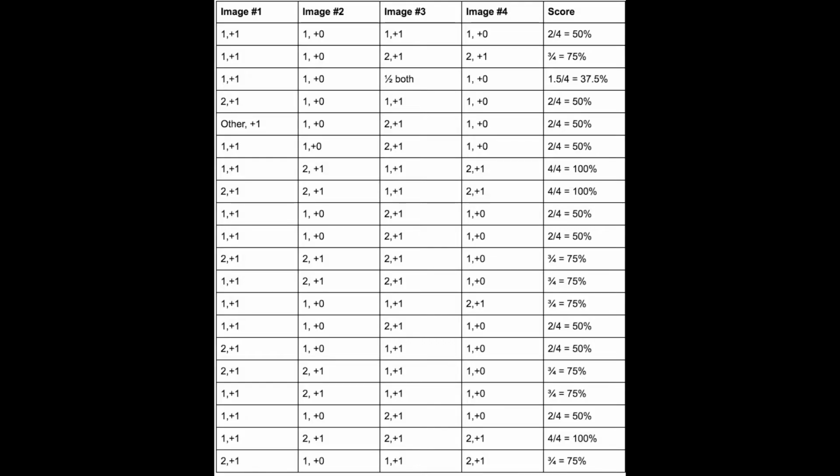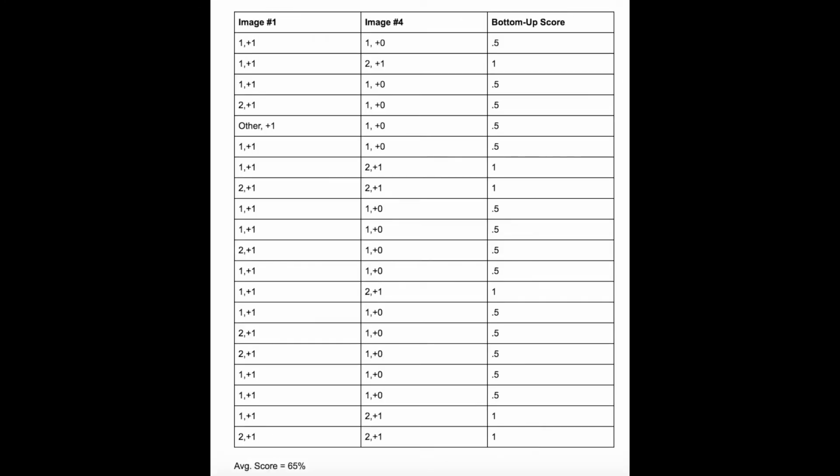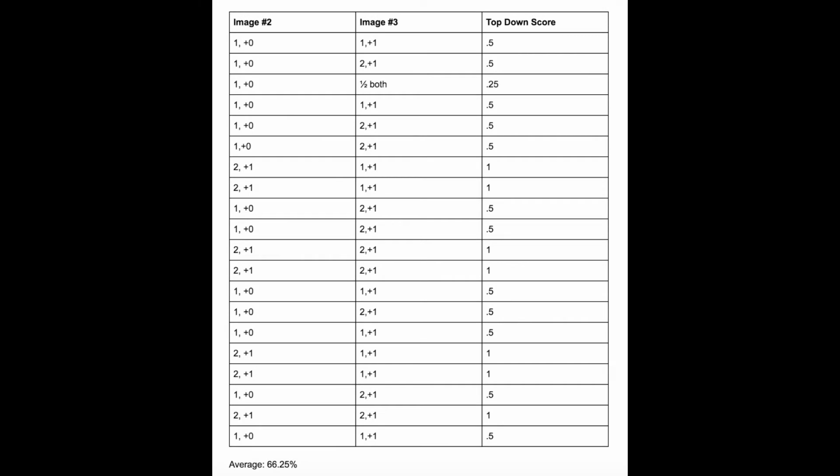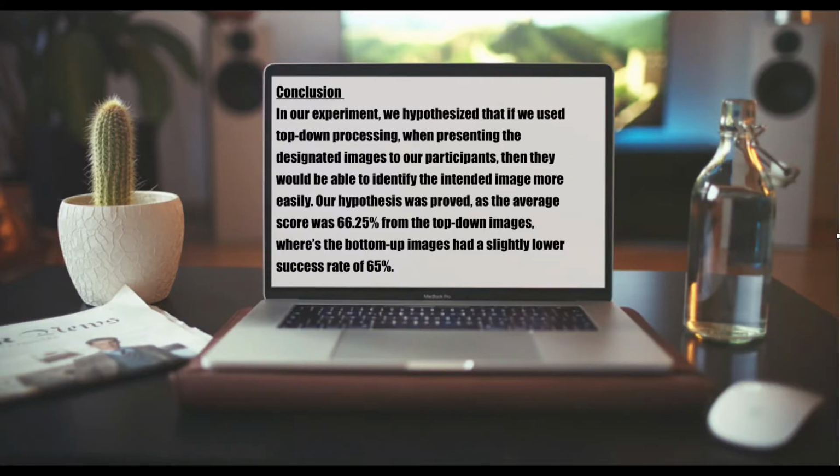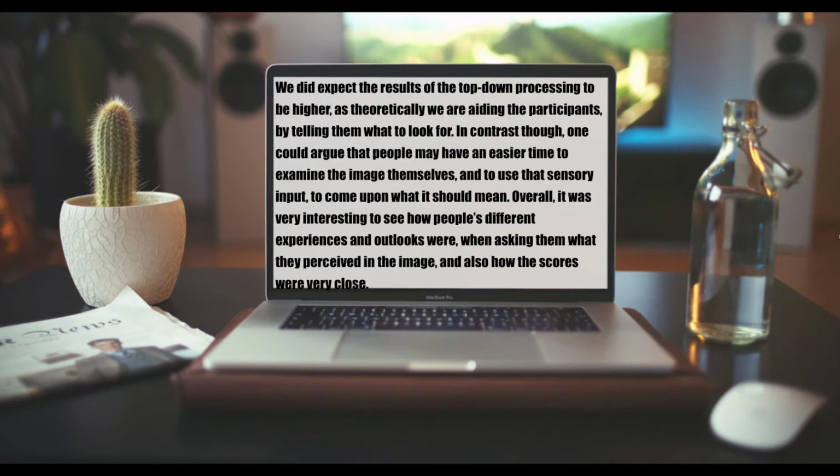Here we gathered all our data and put it into a data table, and then we separated it from the bottom-up score and the top-down processing. And then we were able to draw our conclusion, which emphasizes that when presenting the designated images, they were able to identify the intended image more easily. So the hypothesis was proved as the average score was 62.5%.